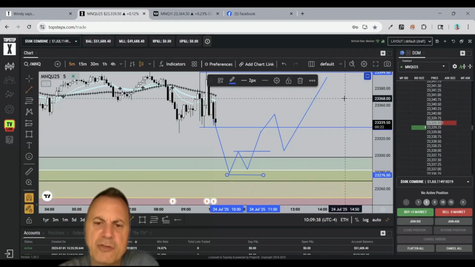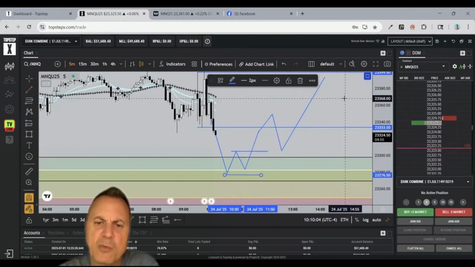I would much rather do this, right? Wait for that pattern. So in fact, I'm going to leave it just like that. And there we go. There's the breakout to the downside now on the 5 minute chart. All right. And again, this is against the 1 hour trend and the 3 and 4 hour momentum, right? 3 and 4 hour momentum are still up.